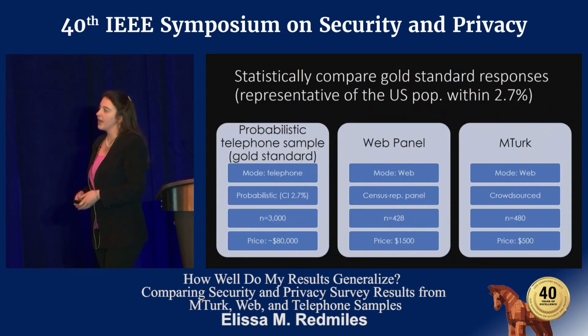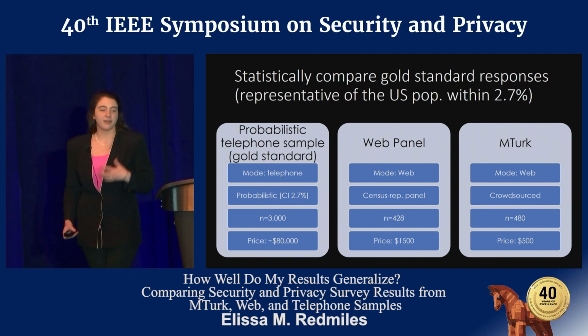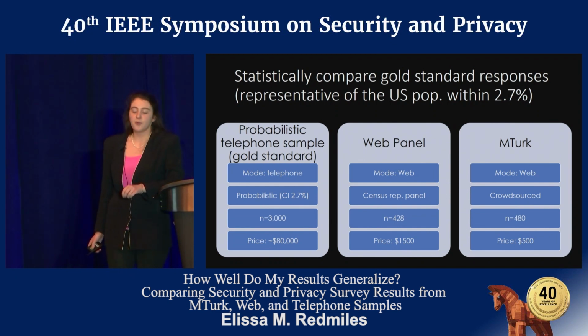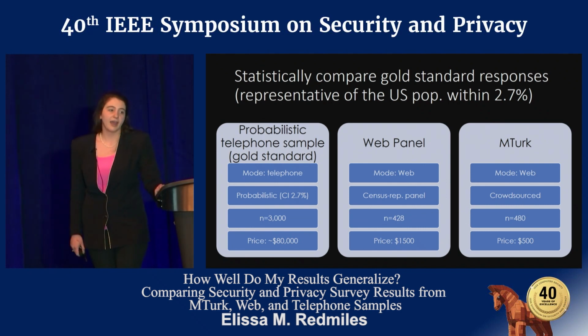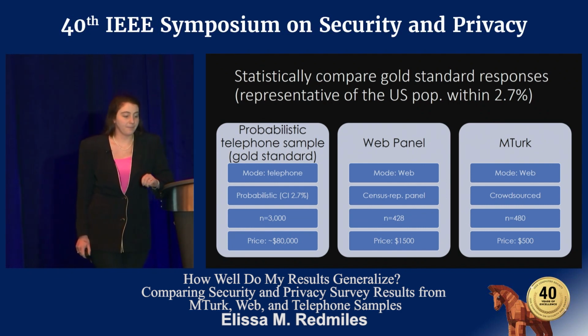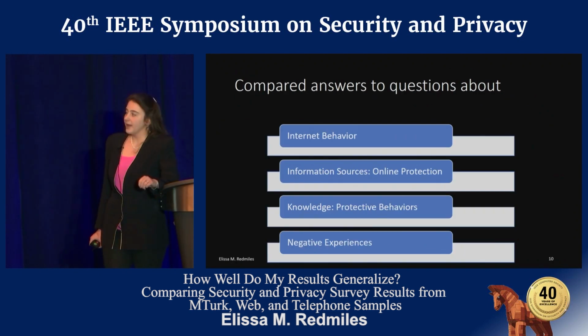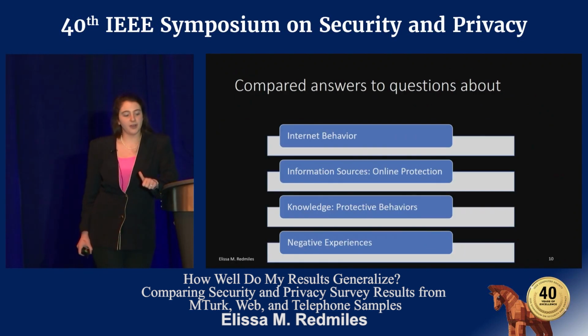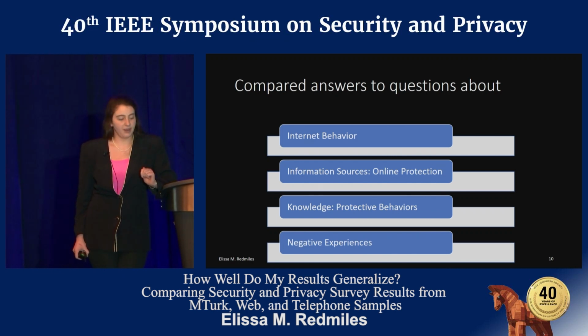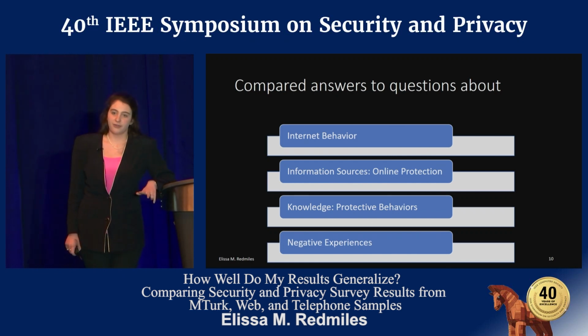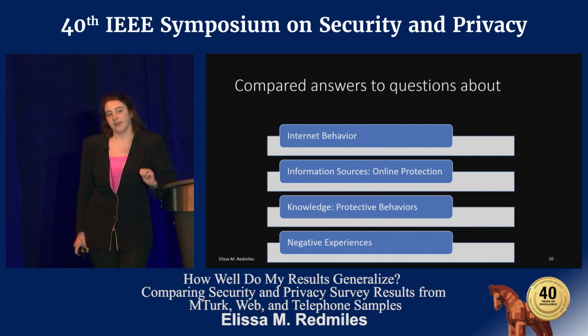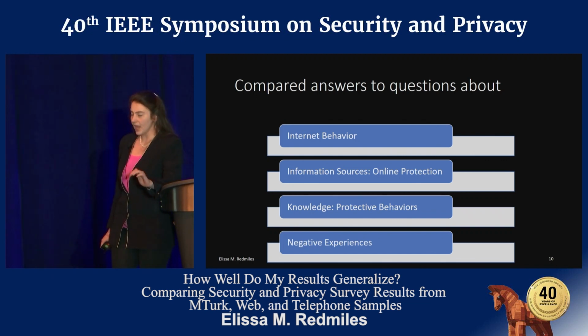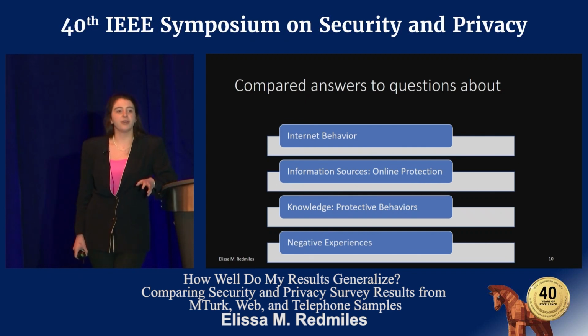OK, so in this work, we compared this probabilistic, randomly sampled telephone data with a census-representative web panel and with Amazon Mechanical Turk. You can see the differences in pricing for collecting these surveys at the bottom. We compared answers to questions about internet behavior, information sources for protecting yourself online, knowledge of various protective behaviors, and negative experiences with security and privacy. These questions were drawn from Pew surveys and other pre-existing, pre-tested surveys.